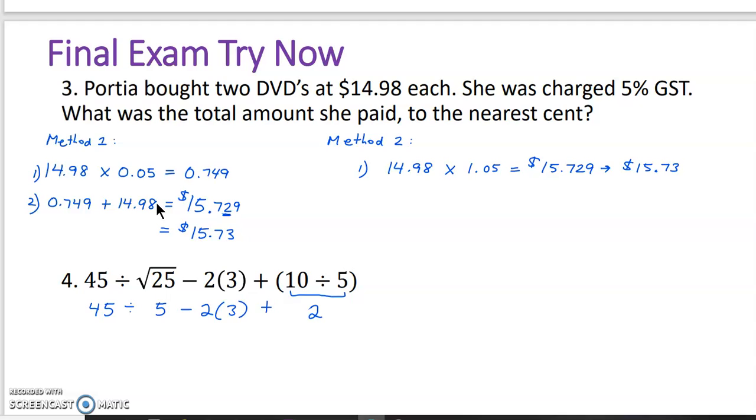So I have 45 divided by 5 minus 2 times 3 plus 2. So I have subtraction, division, multiplication. I'm going to do the division first and the multiplication at the same time. So 45 divided by 5 is 9, minus 2 times 3 is 6, plus 2. Now I have subtraction and addition. I must do the subtraction first because it's on the left. 9 minus 6 is 3, plus 2, and we come to the solution. It's 5.